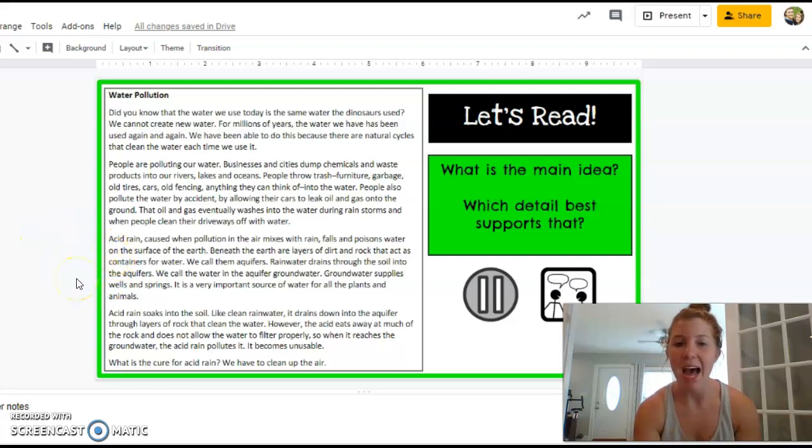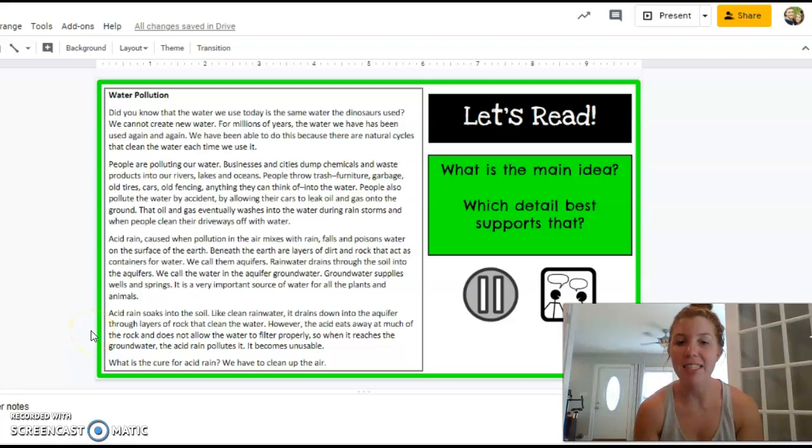Paragraph 3. Acid rain is caused when pollution in the air mixes with rain, falls and poisons water on the surface of the earth. Beneath the earth are layers of dirt and rock that act as containers for water. We call them aquifers. Rainwater drains through the soil into the aquifers. We call the water in the aquifer groundwater. Groundwater supplies wells and springs. It is a very important source of water for all the plants and animals.